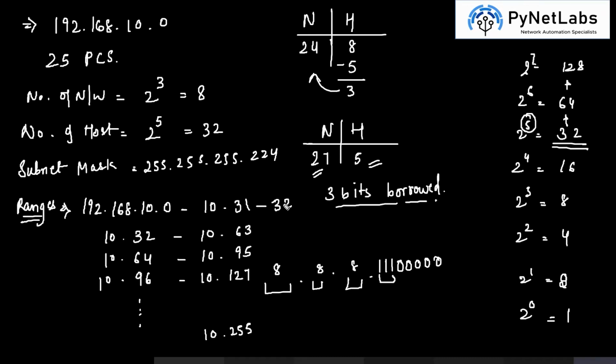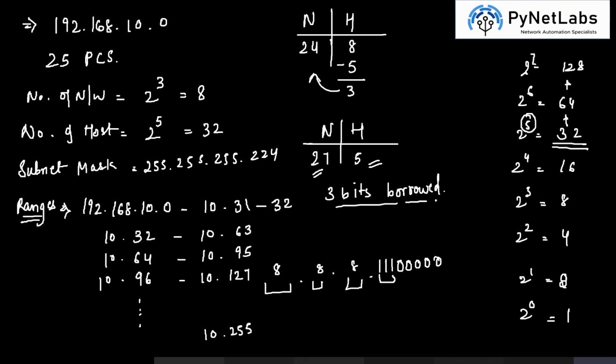Now in this case, since the number is very small, you can also verify this. If you count 0 as 1 and go until 31, the result will be 32. And in each range there will be 32 hosts, out of which 30 can be assigned, since the first ID is network ID and the last ID is broadcast ID.